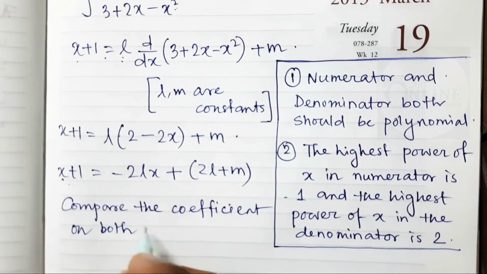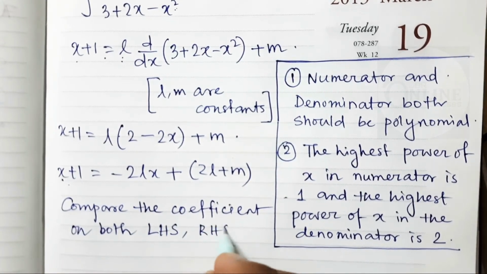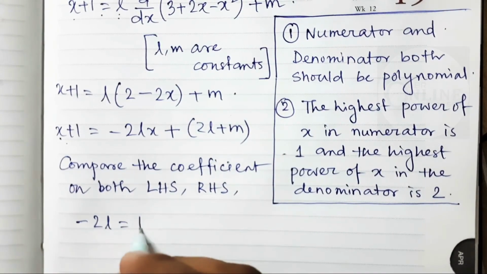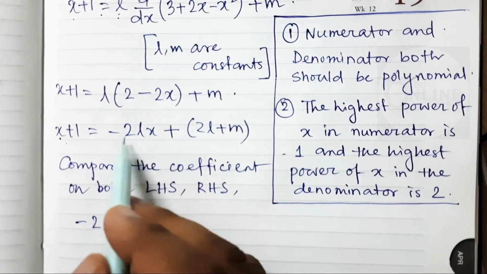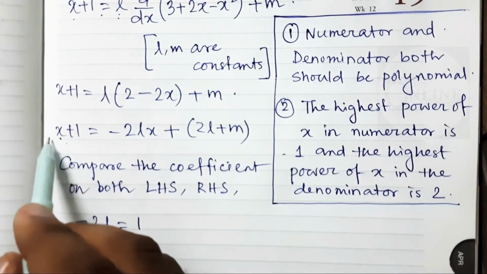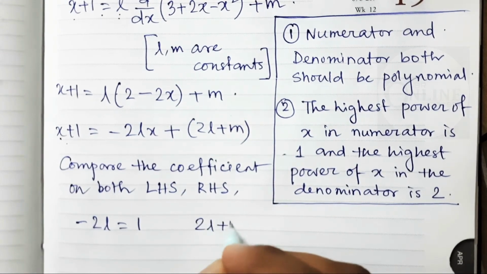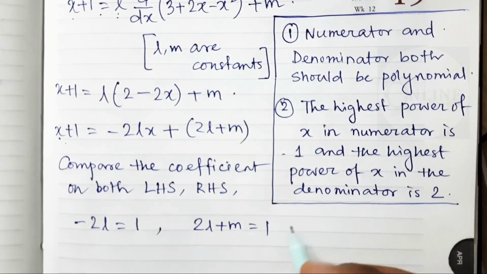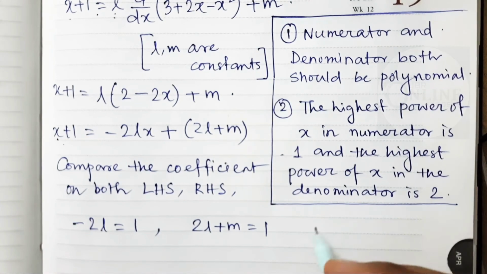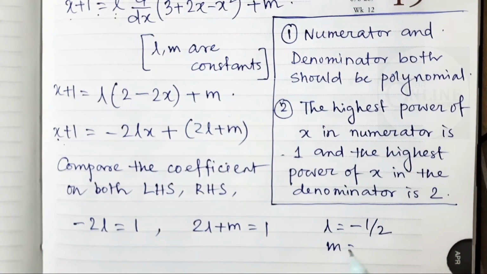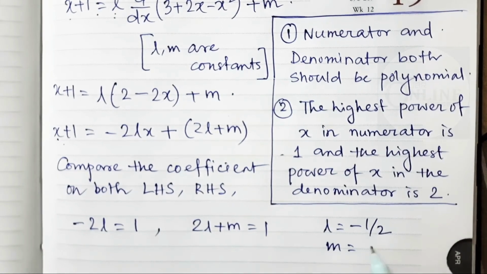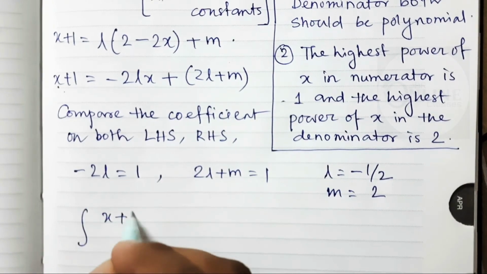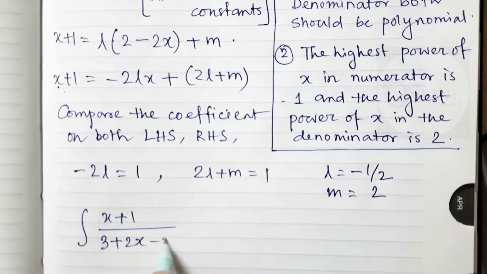Now the format of LHS and RHS are the same, so we can compare the coefficients on both sides. If we compare, we get minus 2L equals 1, since the coefficient of x on the RHS is minus 2L and on the LHS is 1. And 2L plus m equals 1. Now we have two equations, and from these you can find the values of L and m very easily. L will be minus half, and if you put the value of L here, m will be 2.